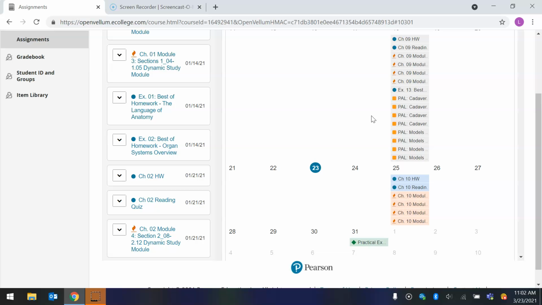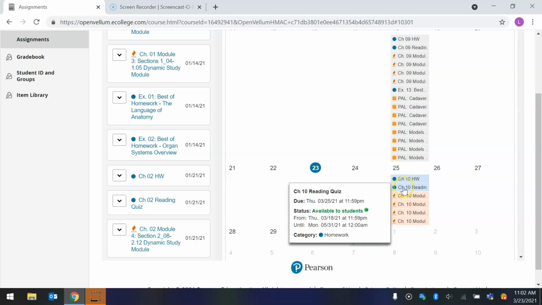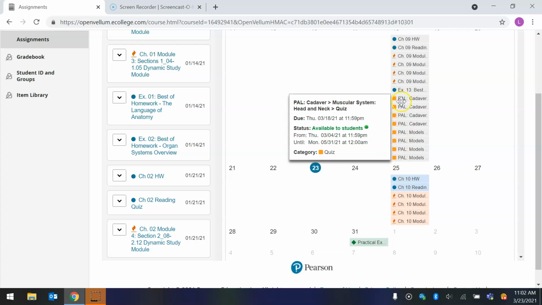So the most important thing for you to do by the 25th, which is Thursday, is to make sure you do the Chapter 10 homework and the Chapter 10 reading assignment. You should have done your PAL quizzes, your Practice Anatomy Lab quizzes, but if you didn't, you can still turn them in on the 25th.